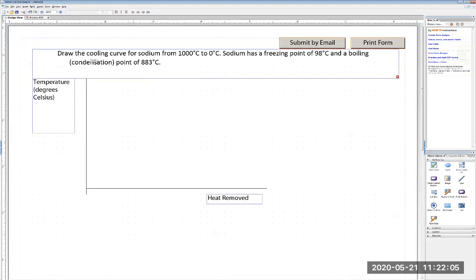Draw the cooling curve for sodium from 1000 degrees Celsius to 0 degrees Celsius. Sodium has a freezing point of 98 degrees and a boiling point of 883. So all these temperatures, you want to put them on the y-axis. The y-axis will represent the temperature.